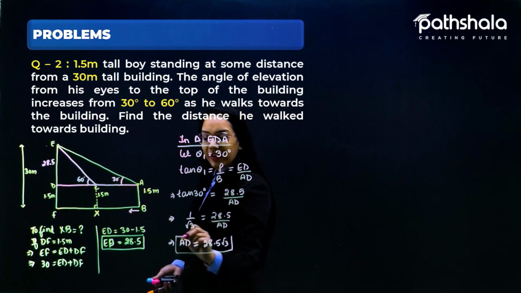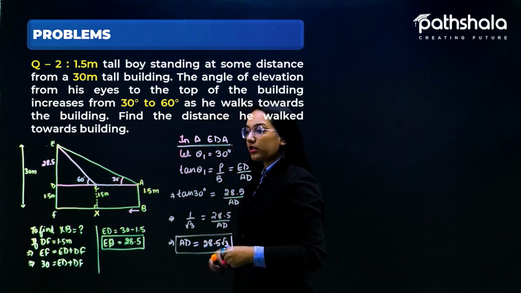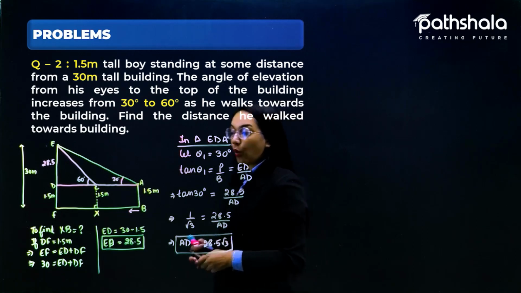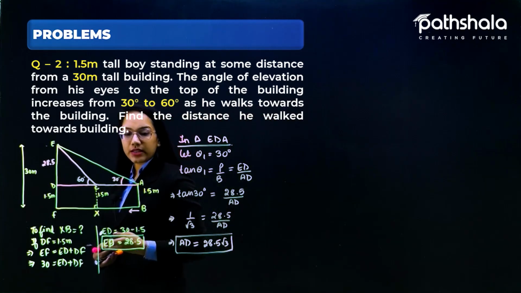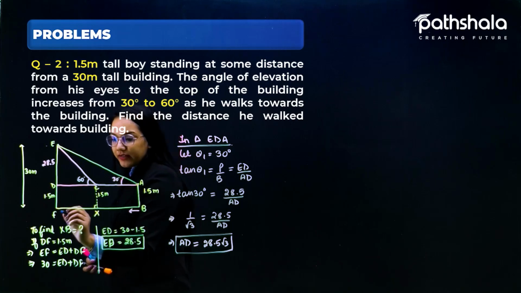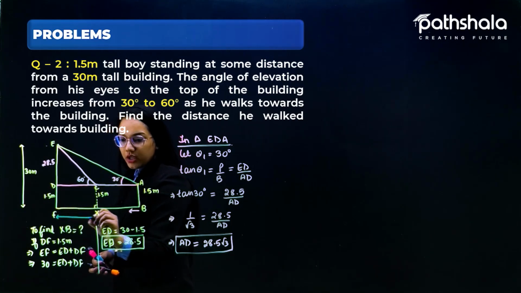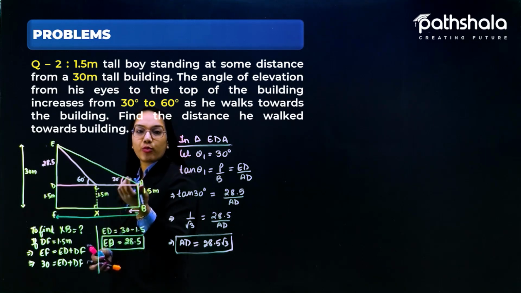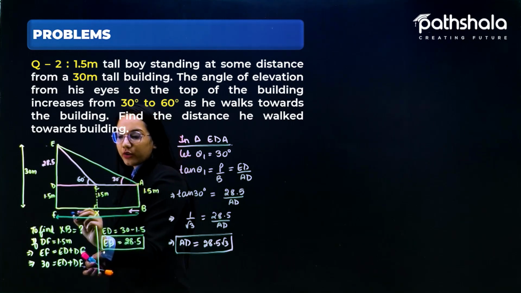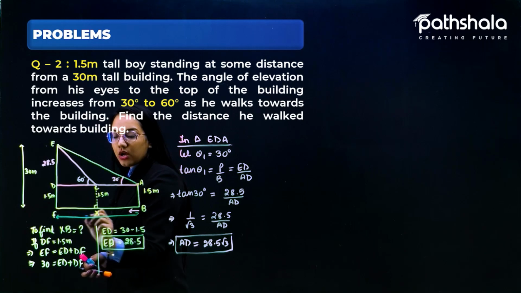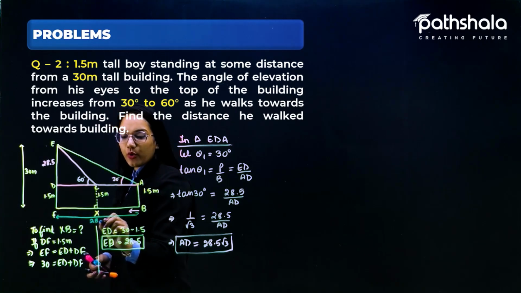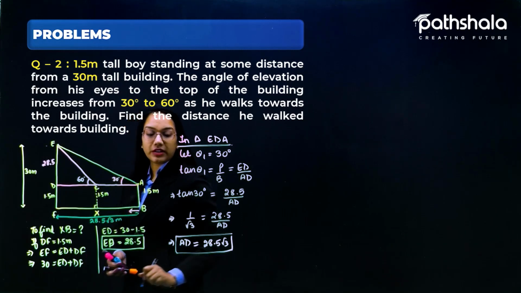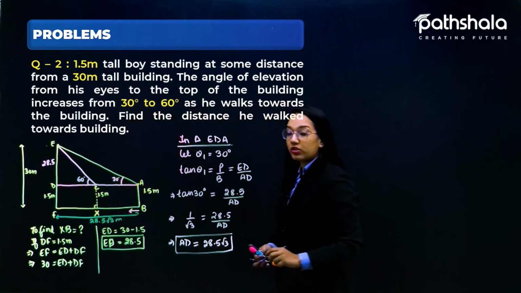So the total AD we are getting is 28.5 root 3. Let me write it over here: this is 28.5 root 3, and the distance is in meters. So AD is 28.5 root 3 meters.